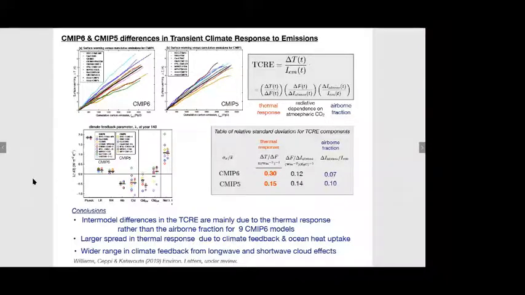Okay, thank you, Rick. Right, first question is from Piers Forster. Rick, I'm surprised the CO2 forcing should not have such a large difference between models. I wonder if RF results would show this also.